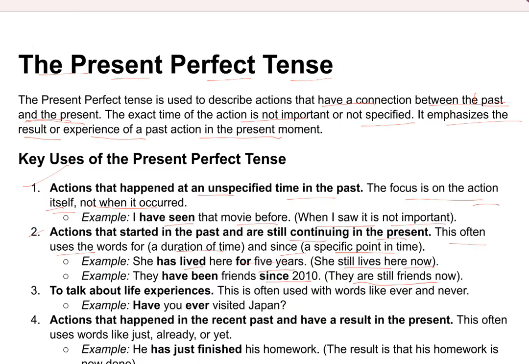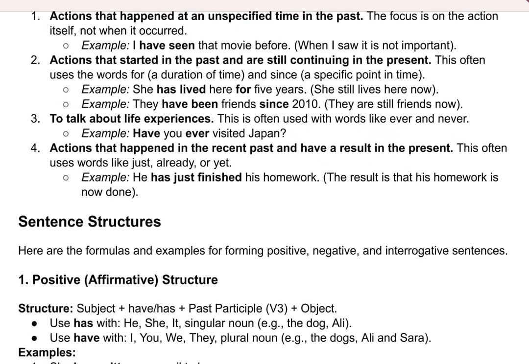Okay, now let's talk about the third use. To talk about life experience, we often use words like ever and never. These two words are very important. Example, have you ever visited Japan? Have you ever visited Japan shows life experience. Ask the question, have you ever visited Japan? No. Then we discuss the fourth use: an action that happened in the recent past and has a result in the present.